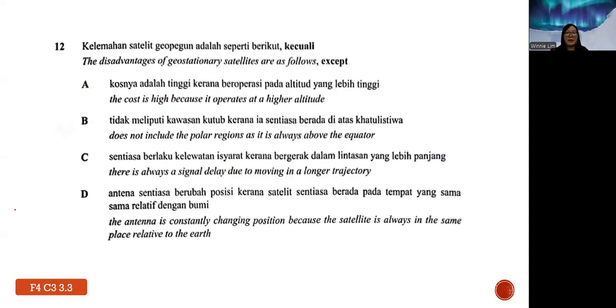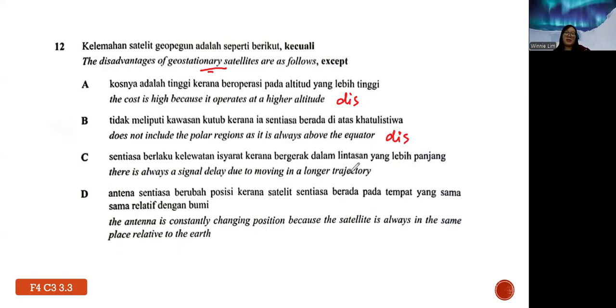Question 12. The disadvantages of geostationary satellites are as follows, except. So they want us to find the one that has nothing to do with the disadvantages of geostationary satellites. How we choose the answer: if it is a disadvantage, that means it is not the answer. The cost is high because it operates at a higher altitude. So indeed this is a disadvantage. Then, does not include the polar region, always above the equator. Yes, they do not cover the polar region, so this is a disadvantage as well.